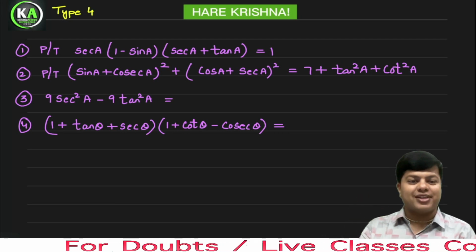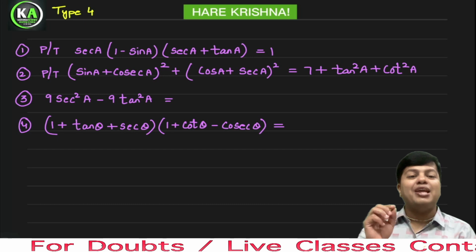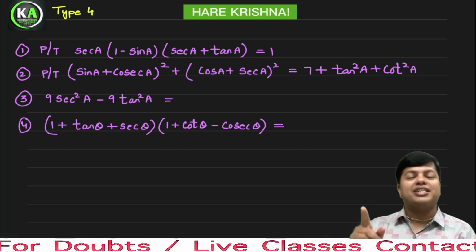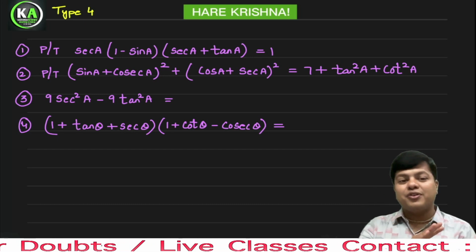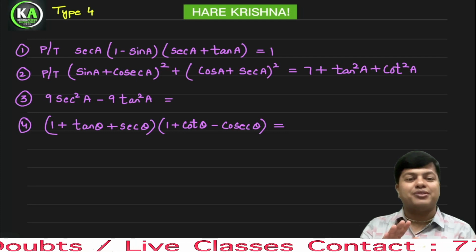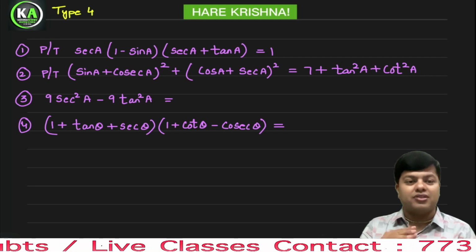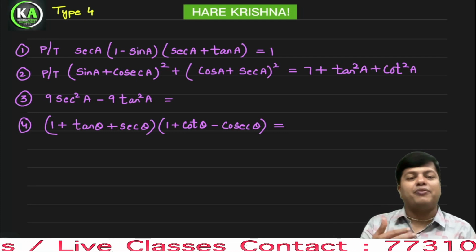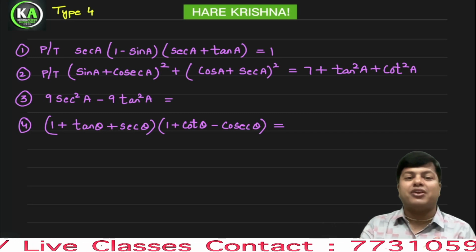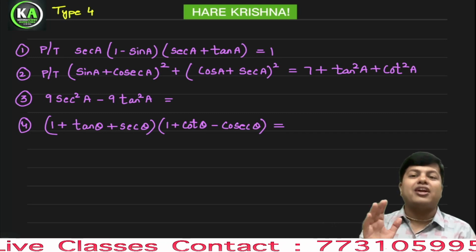So today we are going to see type 4, that is whole square, whole cube, whole power 4, whole power 6 sums, and eliminate theta. Eliminate theta means in the answer you will not get trigonometry terms. That is, theta will not be in the answer. The answer will be 1, 2, or x and y, but not in theta. So these are all type 4.